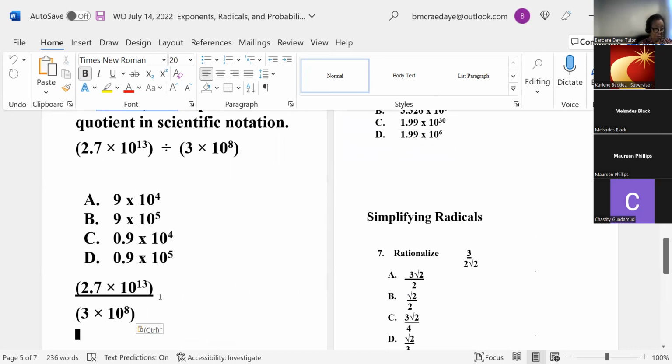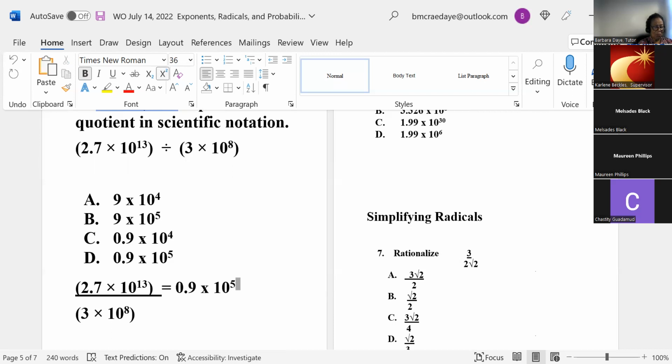Okay, let me put what you said you got here. You say you got 0.9 times 10 to the 13 minus 8, which is 5, right? Yeah. So let's just put that there. But there's something wrong with that. What's wrong with it? Oh, it's in the ones, it's supposed to be in tens.